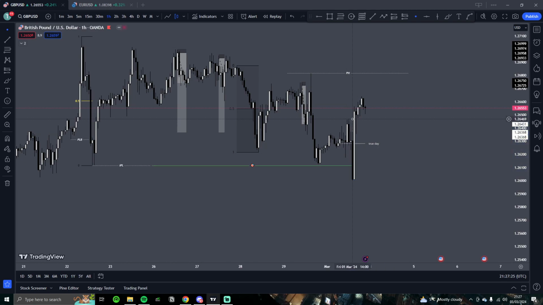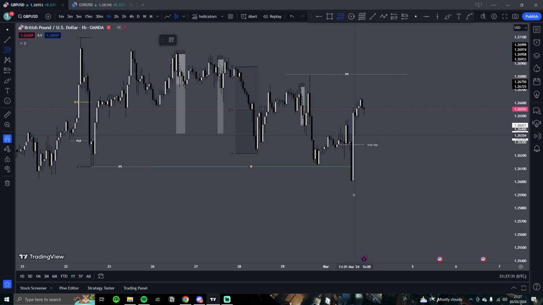Obviously we've seen the high of this get taken out at 3 PM due to news. So we've seen this high get invalidated. So this is my new range that I'm working with now.